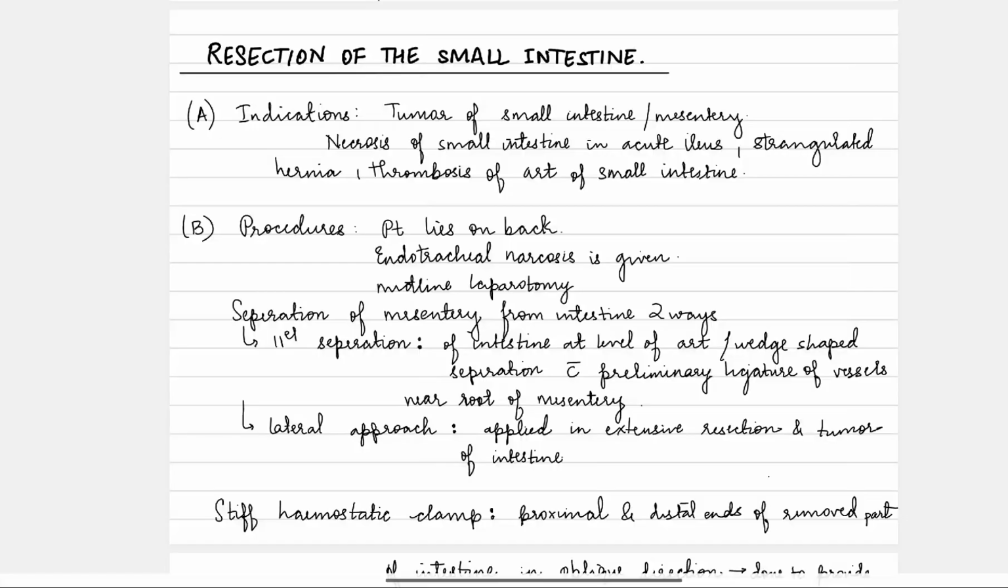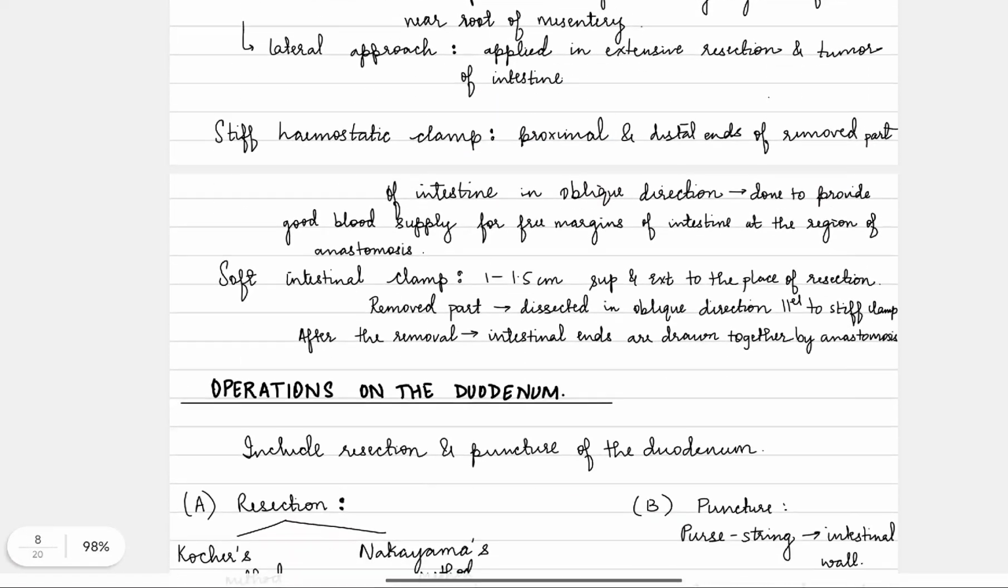Procedure: the patient lies on the back, endotracheal narcosis is given, and midline laparotomy is done. Separation of the mesentery from the intestine is done in two ways. Parallel separation of the intestine at the level of the artery or wedge shaped, and lateral approach, separation with preliminary ligature of the vessels near the root of the mesentery. Lateral approach is applied in extensive resection and tumor of the intestine.